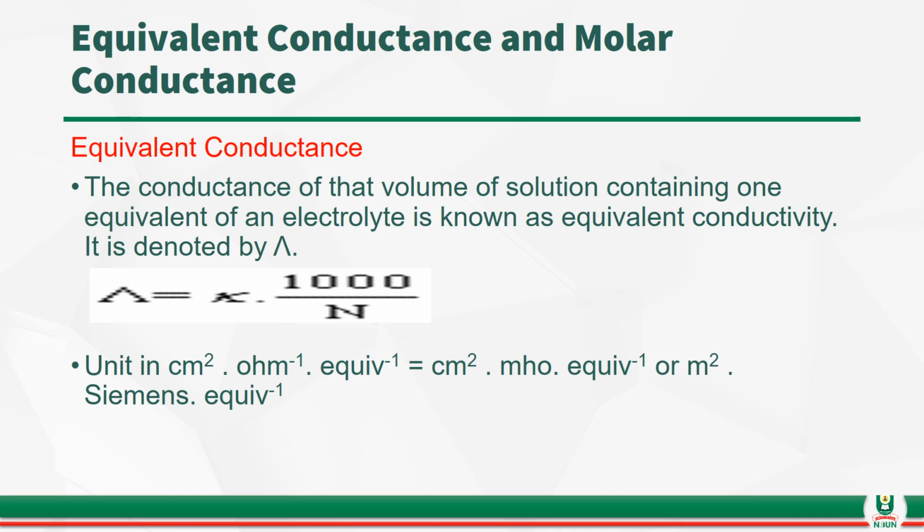conductance is in centimeter square per ohms per equivalence, or meter square Siemens per equivalence.